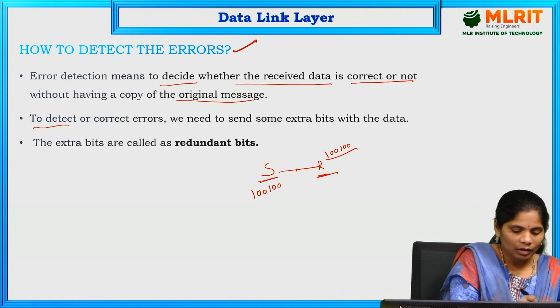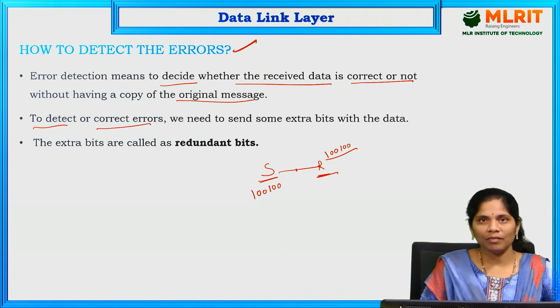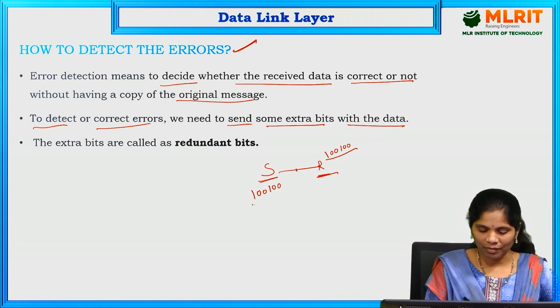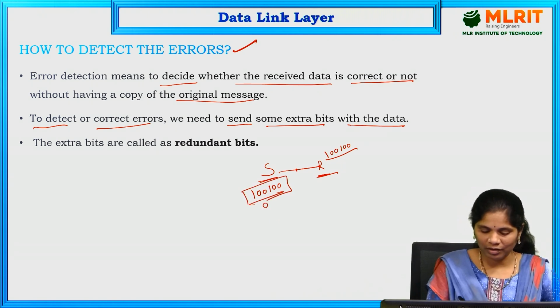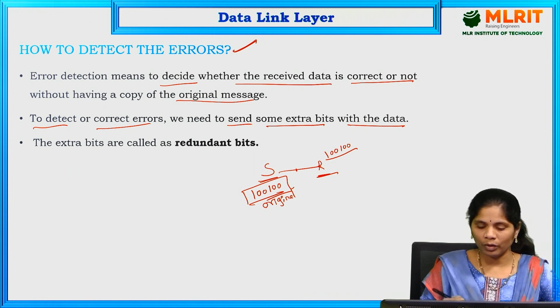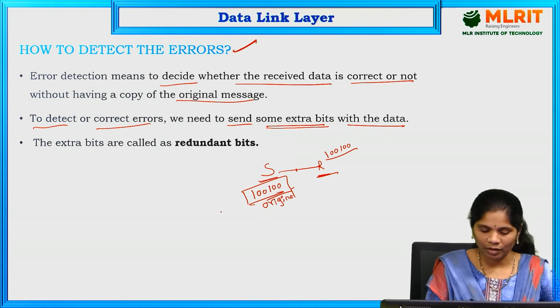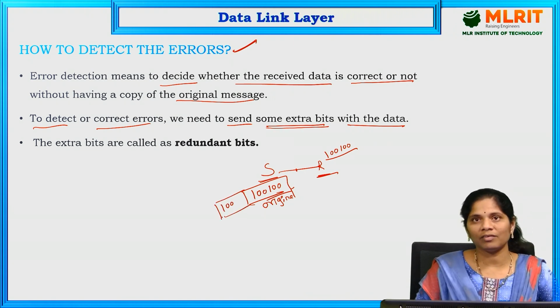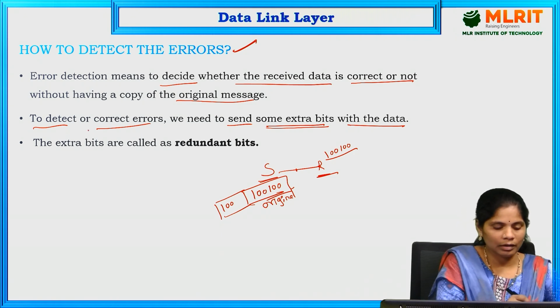To detect or correct these types of errors, we need to send some extra bits with the data. Whenever the actual data is there, this is the original data. Whether this data is corrupted or not, how do we check? We have to add some extra bits to the original data. It means I have to add 100 to this particular original data. That is nothing but error detection and correction.